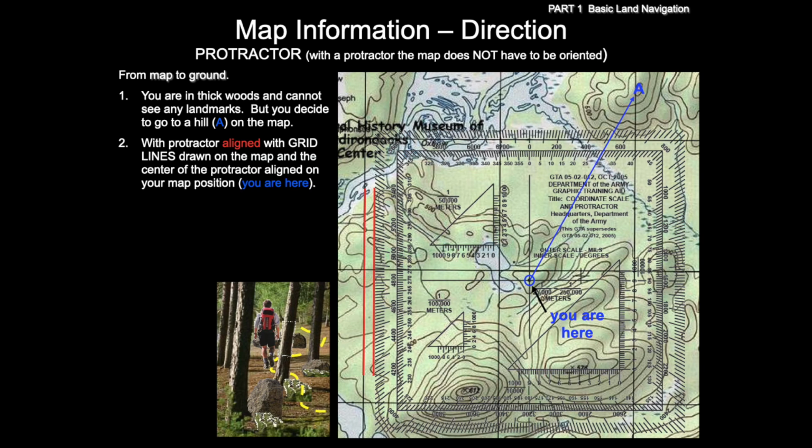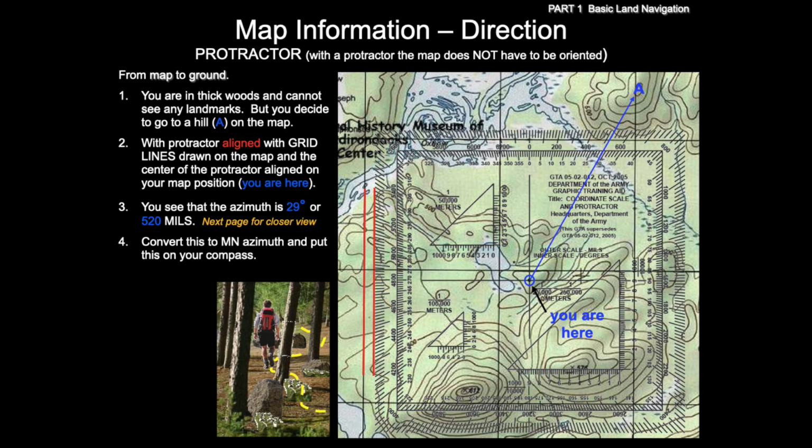Number two, with protractor aligned with the grid lines drawn on the map and the center of your protractor aligned on your map position. That's where you are, right? That's what I was talking about, keeping the protractor aligned with the grid lines, parallel and perpendicular. Just making sure it's square, right? So set it where you are, and then you're drawing a line on your map, right? Or you're holding a straight edge over the top of your protractor, and then you line it up with that hilltop, right? That's what you're really doing. You see that the azimuth is 29 degrees or 520 mils.